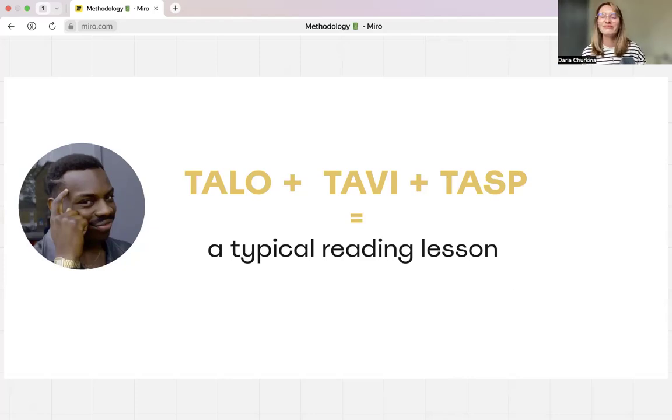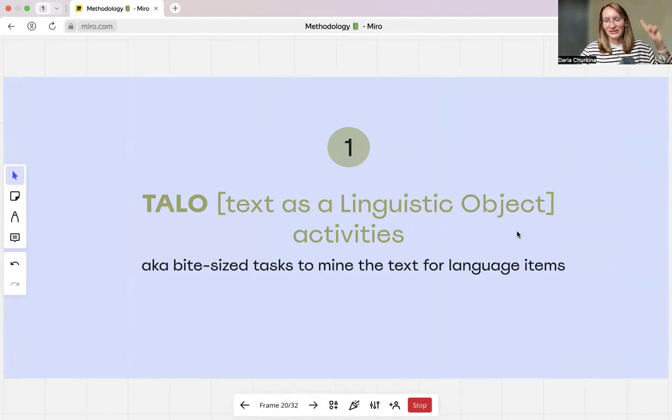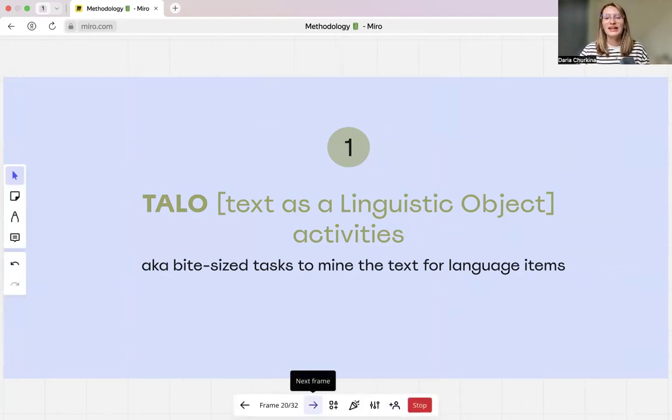So I have decided to build this whole input around these types because I think that the activities that I will be talking about perfectly fit certain categories. And that's just going to be more structured for us. Okay, so our first type is TALL. Again, just a kind reminder, this is text as a linguistic object, aka bite-sized tasks to mine the text for language items.